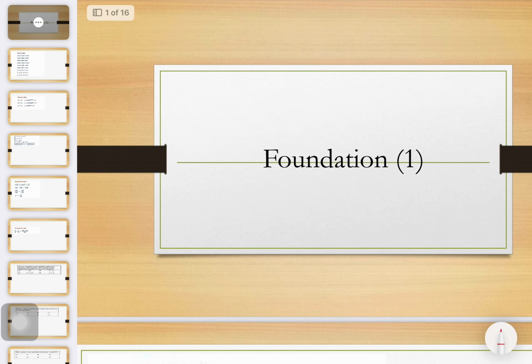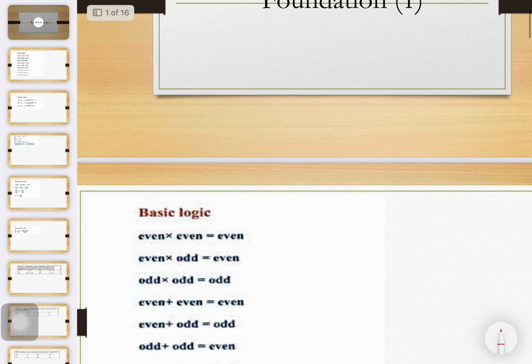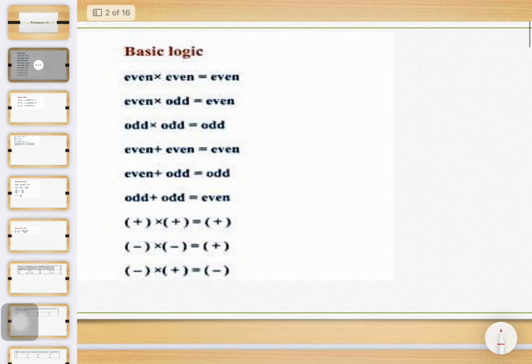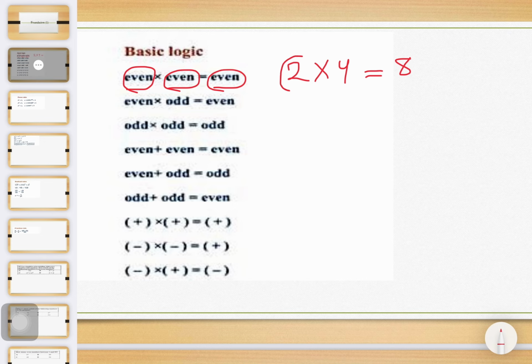Okay, hello everybody. We will start the first part of the foundation of GAT, which is how to know the main basics and how to use them to solve the questions. The first basic we have is that if we multiply an even number by an even number, it gives me an even number. Like if we multiply 2 times 4, it gives me 8, which means even by even gives me an even number.